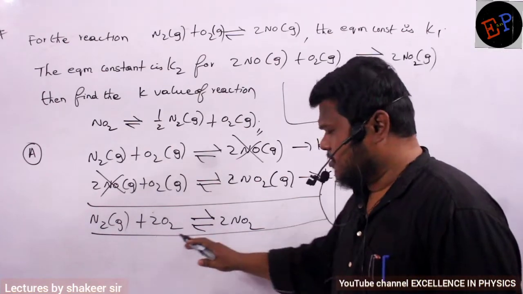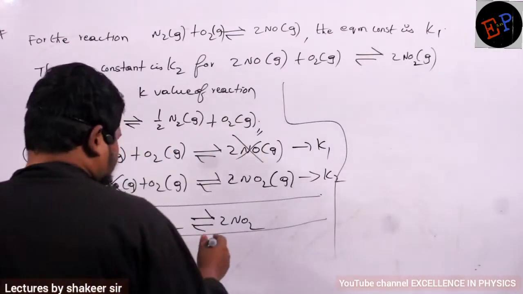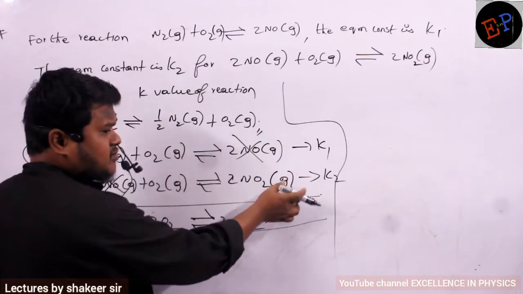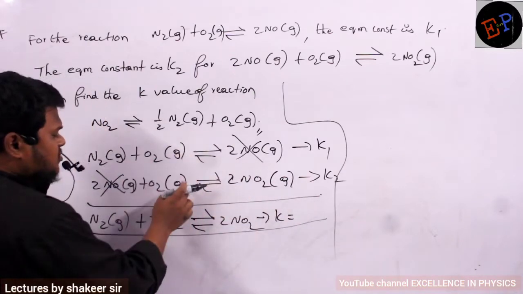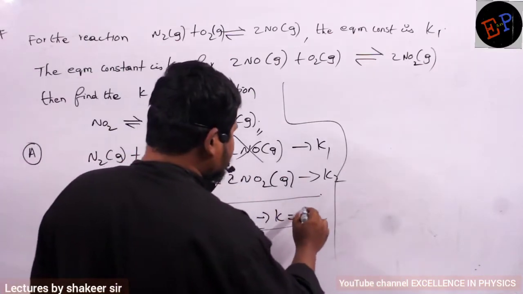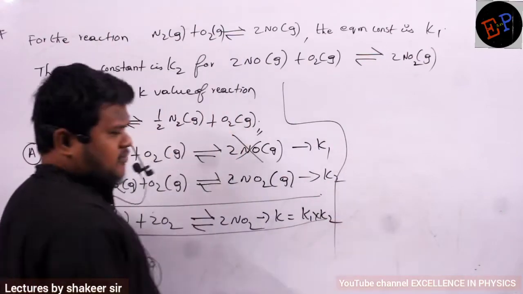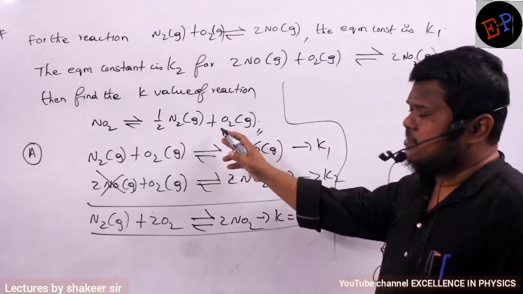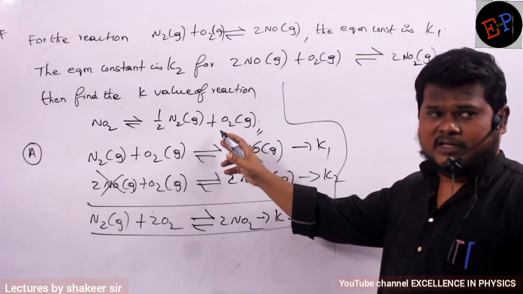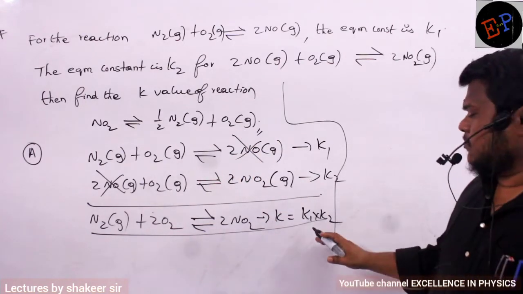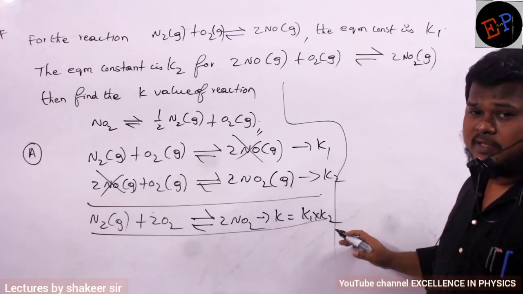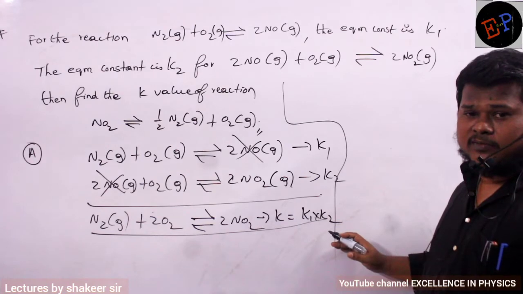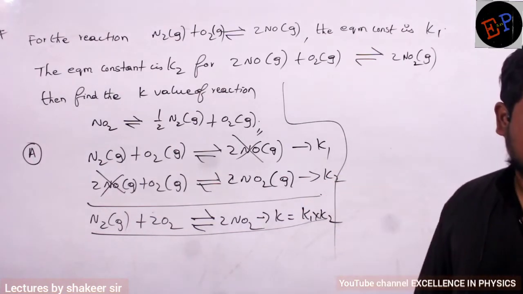So for this reaction, the K value is just the product of these two K values, because from these two only I got this relation. Therefore K is equal to K1 multiplied by K2. But the given reaction is exactly opposite. It means K value will become 1 by K1 multiplied by 1 by K2. We have to take the reciprocal. What is the reciprocal of K1 K2? 1 by K1 K2.